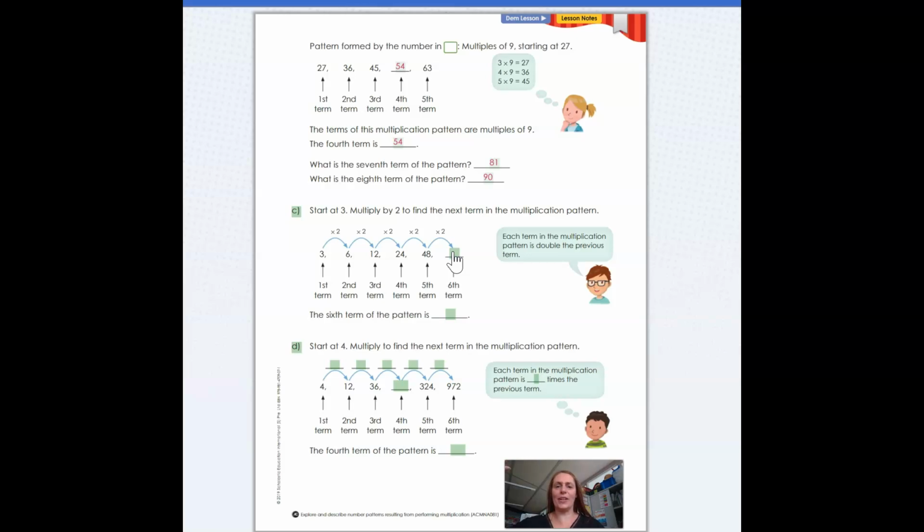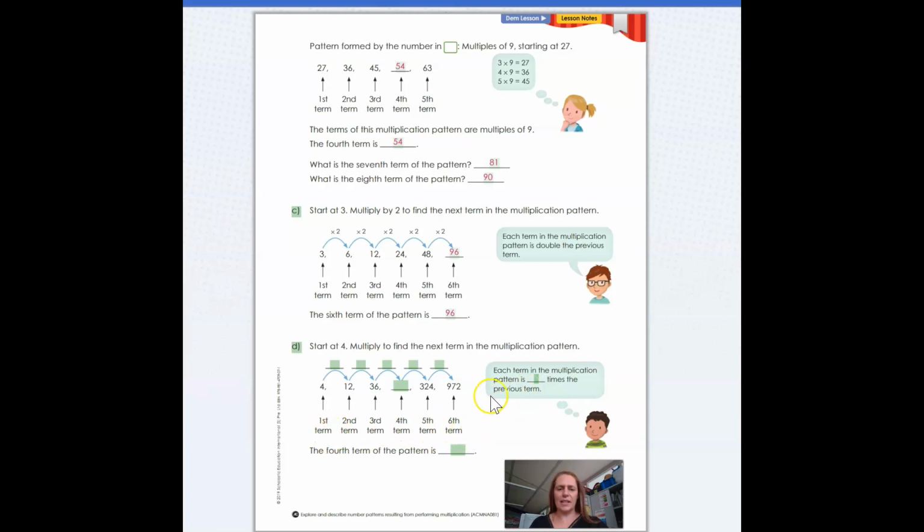Did you have to pause me to work it out? Let's find out. I'm doing mental maths. Yes, I'm a winner. So all these numbers here are multiples of 2. Because if we take 2, multiply it by another number, our product is the multiple of 2. So the sixth term of this pattern is 96. All right, let's do D. Let's see if we can continue the doing pretty well. It says start at 4, multiply to find the next term in the multiplication pattern.